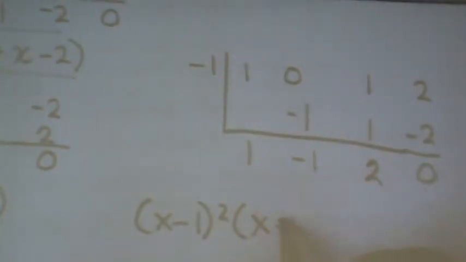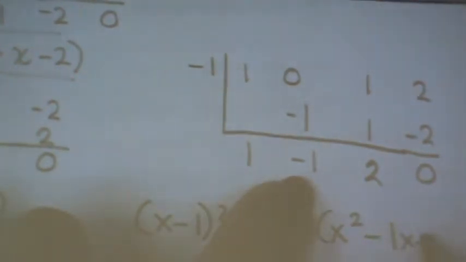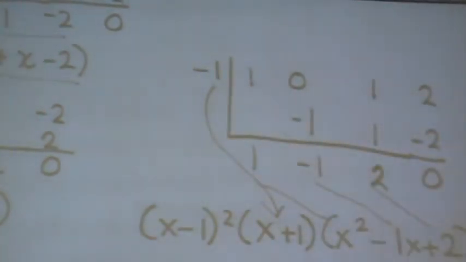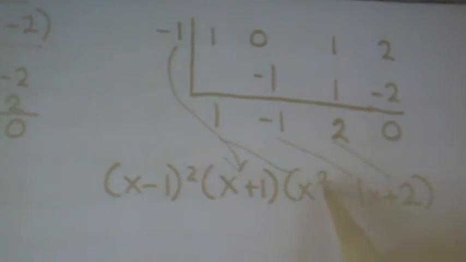So we have a 1, multiply, add, multiply, add, multiply, and guess what? We found it. So what did we have? We had x minus 1 quantity squared, because there were 2 of them. Since this one works, what are you going to write now? X plus 1. And now what's this? This is going to be x squared minus 1x plus 2. This goes with this. And now there's 2 more possible zeros.